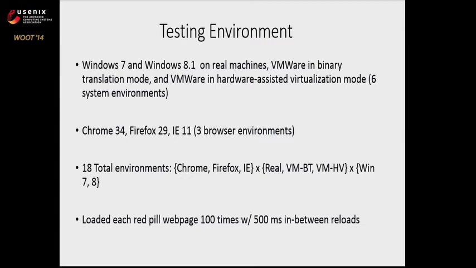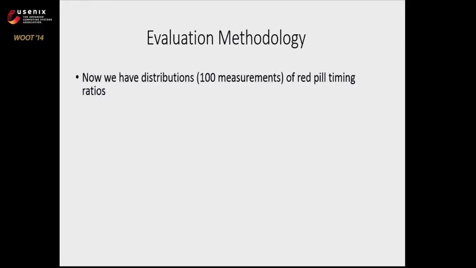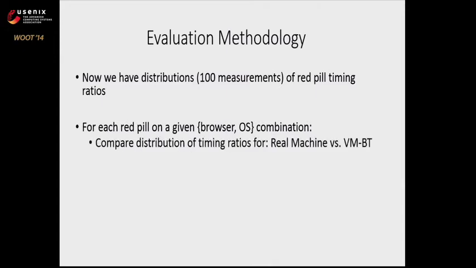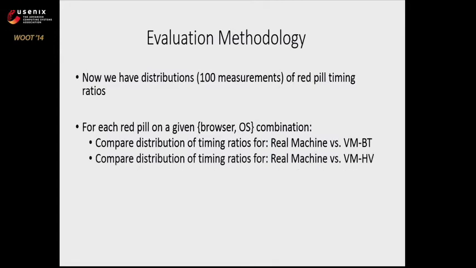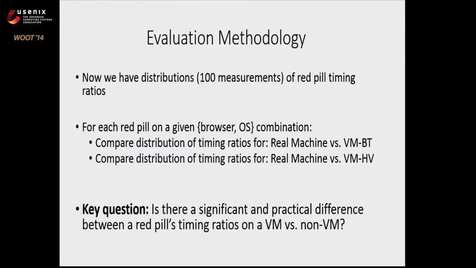Now, for each of these testing environments, we loaded our red pill web page 100 times. And so what this gives us now is a timing distribution for our red pills on a real machine, a VM with binary translation, and a VM with hardware-assisted virtualization. So now what do we want to do? Well, for each red pill, we look at all combinations of browsers and operating systems, and we compare our timing distributions of the real machine against the VM with binary translation. We then make the same comparison for our real machine against the VM with hardware-assisted virtualization. And when comparing these 2 distributions, we want to answer the key question: is there a significant and practical difference between these timing distributions on a VM and a real machine? Because this will tell us if the red pill is effective at distinguishing a real machine from a VM.